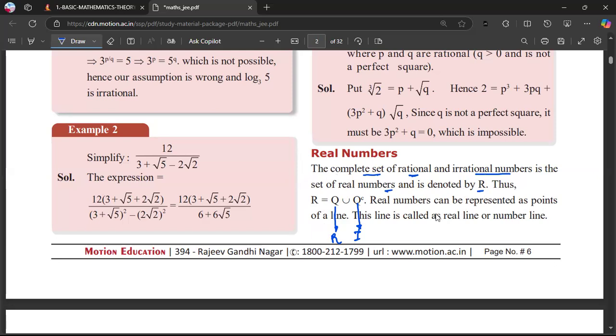Real numbers can be represented as points of a line. This line is called a real line or number line. Clear about real numbers? Yes, sir.